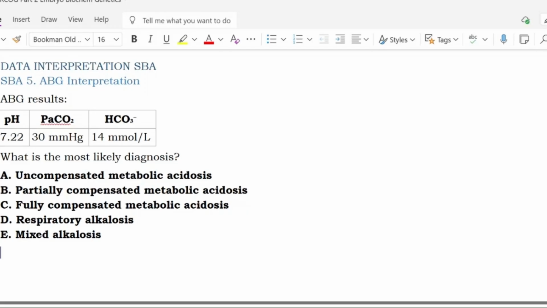ABG result: pH is 7.22, PaCO2 is 30 mmHg and HCO3 is 14 millimole per liter. What is the most likely diagnosis? A, uncompensated metabolic acidosis; B, partially compensated metabolic acidosis; C, fully compensated metabolic acidosis; D, respiratory alkalosis; and E, mixed alkalosis. So pH is low, so it is acidosis, first of all. So only three options are left with us.